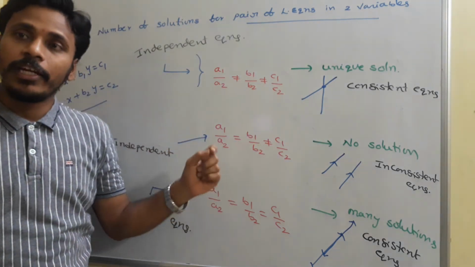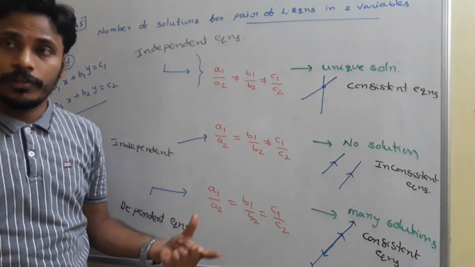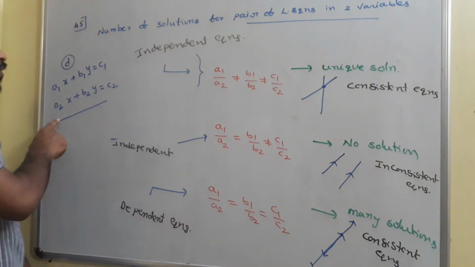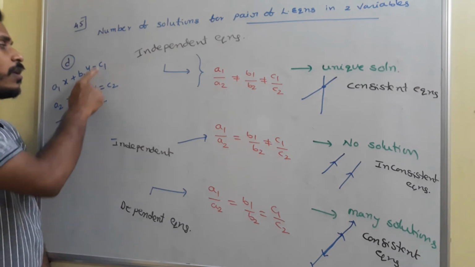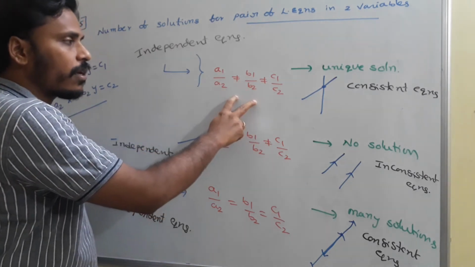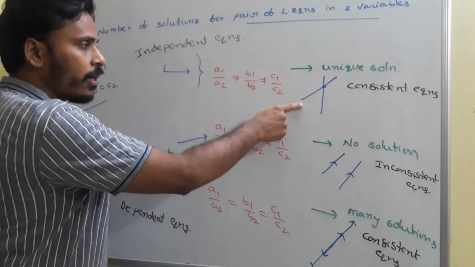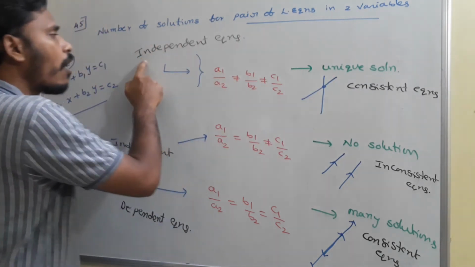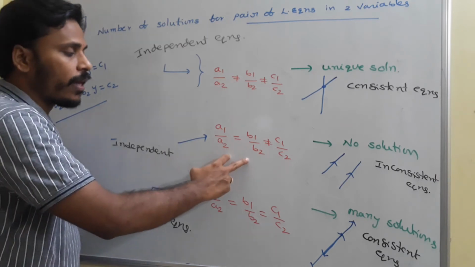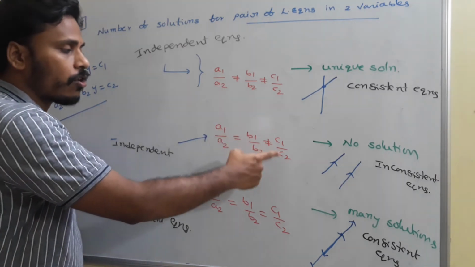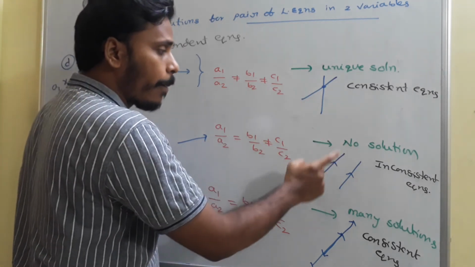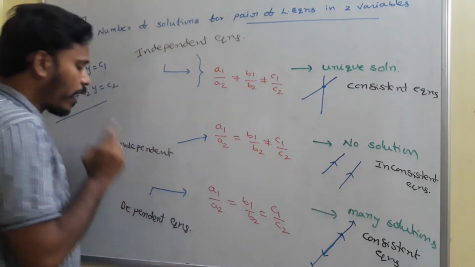To decide that, I need to go with the ratio between their coefficients. See, if the three ratios, the ratio between x coefficients, the ratio between y coefficients, and the ratio between constants, are not all equal, then we say that in this case the system has a unique solution, the lines are intersecting, the equations are consistent, and as well you may say independent. Whereas in the second case, the ratio between x coefficients and y coefficients are equal, which is not equal to the ratio of constants, then in this case we say that the equations have no solution, parallel lines, inconsistent.